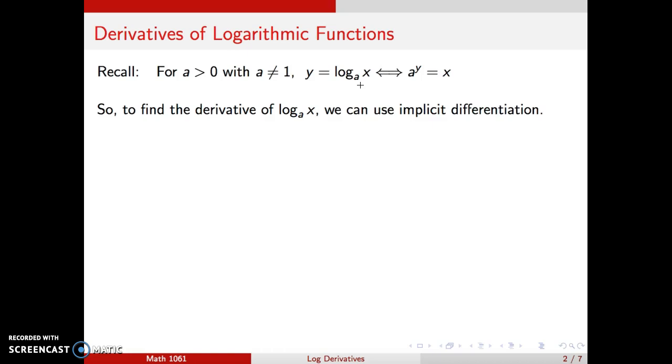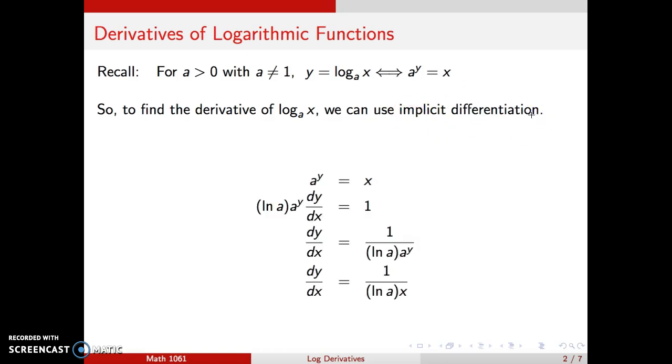We haven't talked about the rules for logarithmic functions yet, but one way we could try to find the derivative is to keep in mind this idea here and use implicit differentiation. So doing so, a little crowded here on the slide, sorry for that. This is what we have right there.